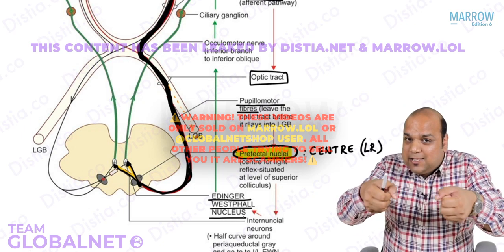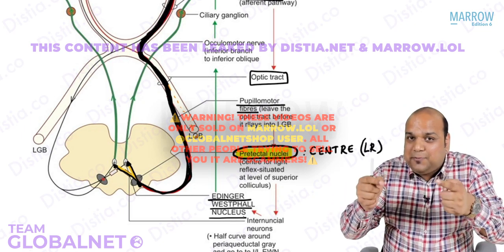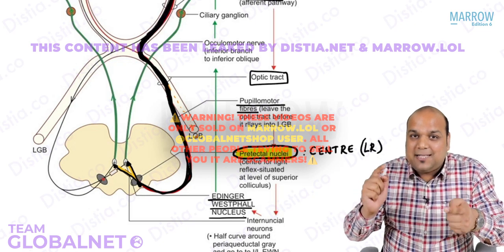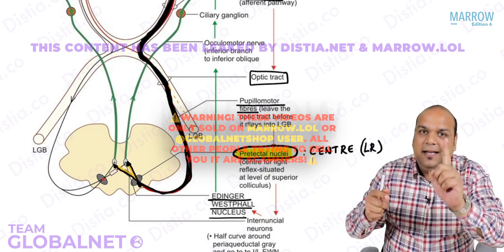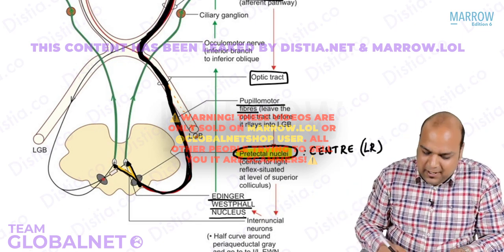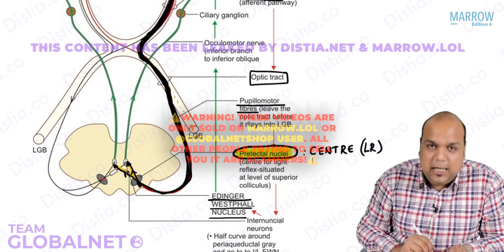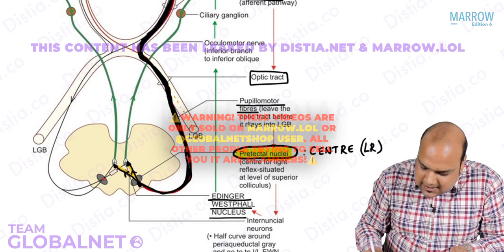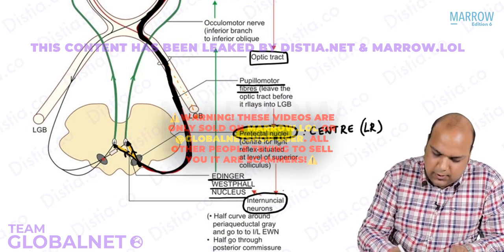If we understand this, do we understand this is where the impulse is splitting? This is what will lead to direct as well as consensual light reflex: light thrown on one eye, but both the pupils getting constricted, everybody. So these neurons, which go to the same side as well as the opposite side, are known as internuncial neurons.